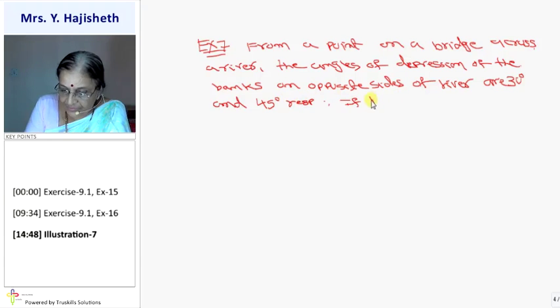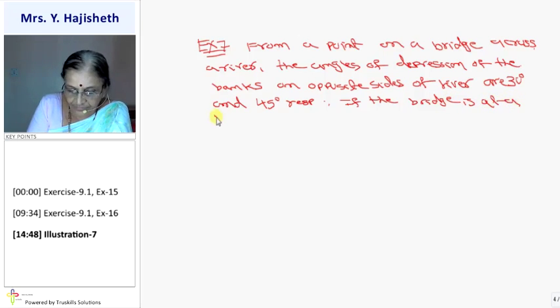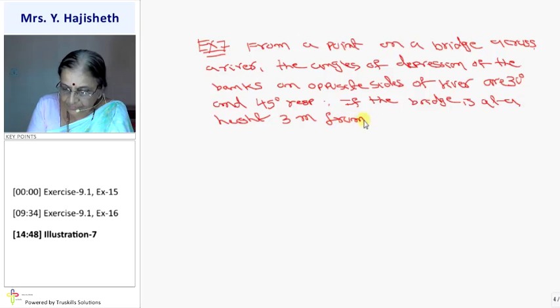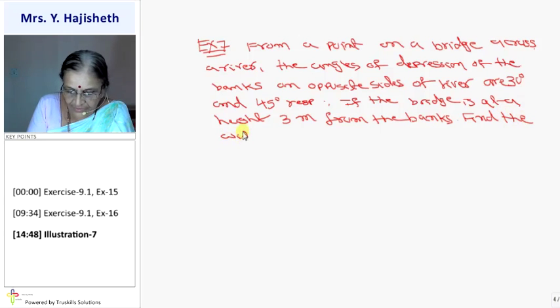If the bridge is at a height of 3 meter from the banks, find the width of the river. Okay.